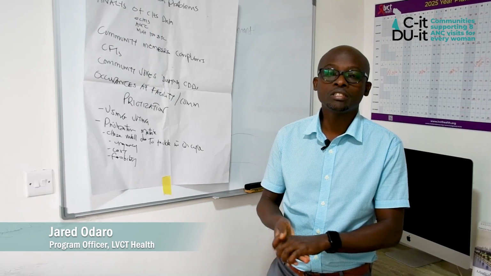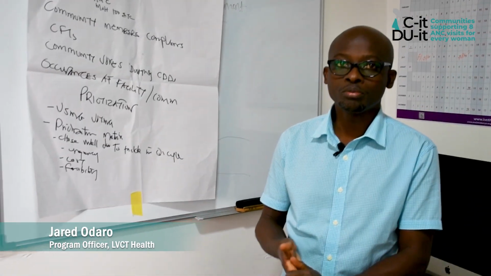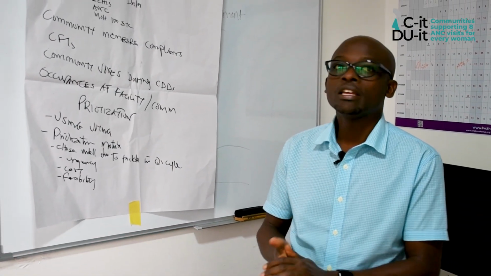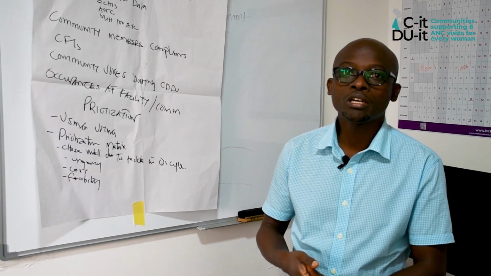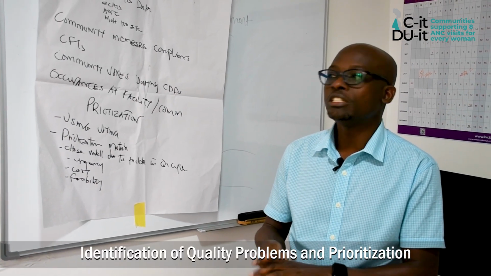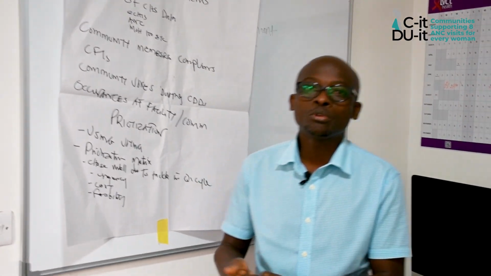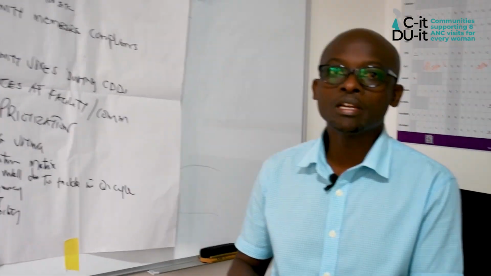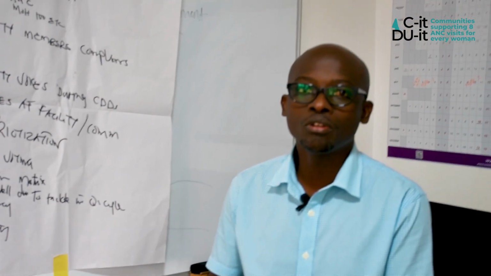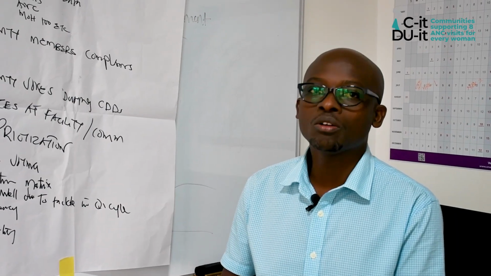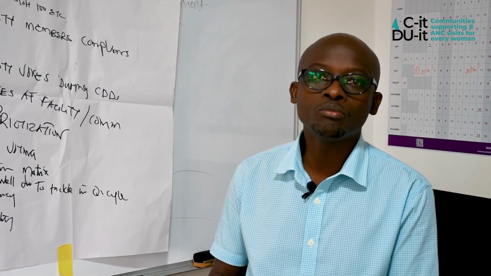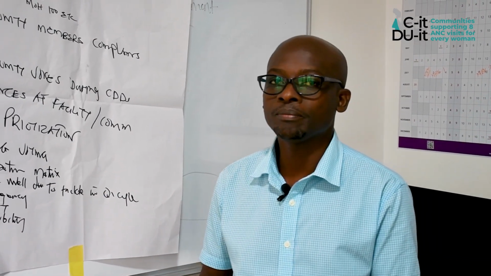I work for LVCT and SIT-DO-IT program. Today we are going to discuss identification of quality problems and prioritization. Quality problems are problems that are being identified at the community level, which are to be tackled by the work improvement teams over a period of time.